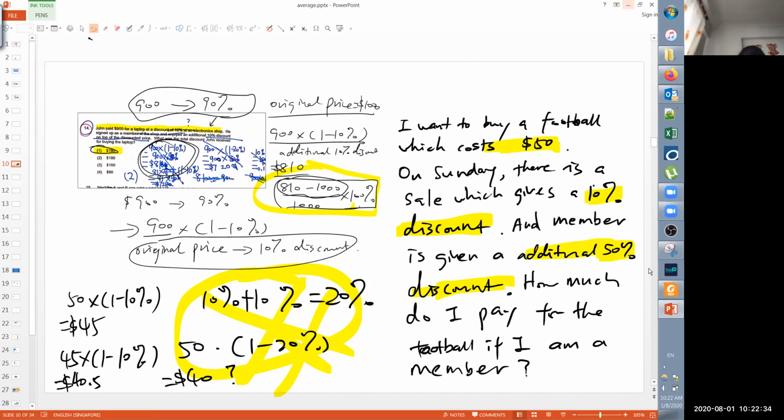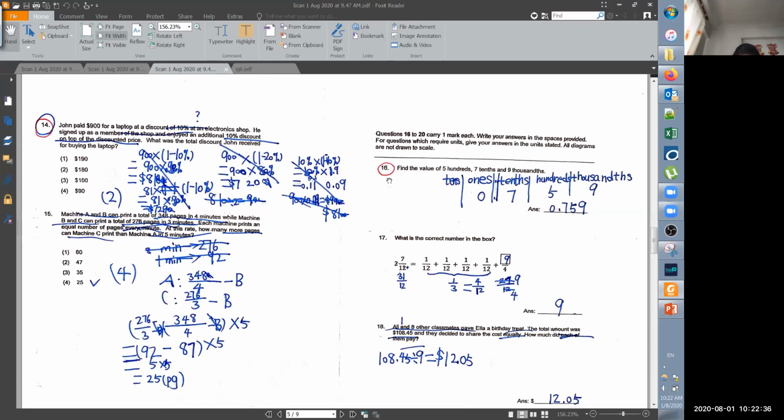Okay, good. Next. 16. Find the value of 500, 710, and 9,000. 500, right? Where's your 500? Wait.